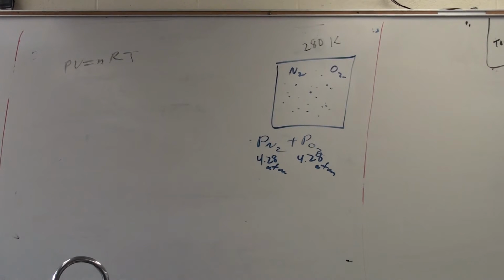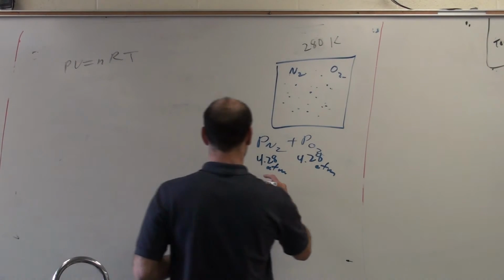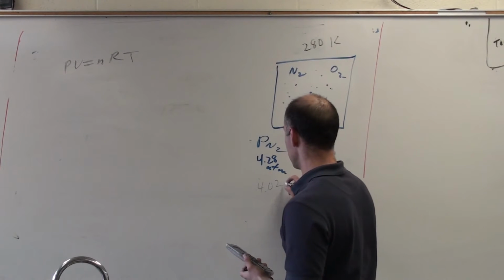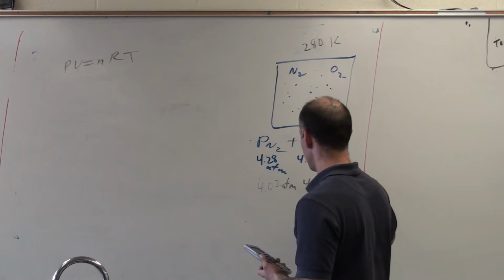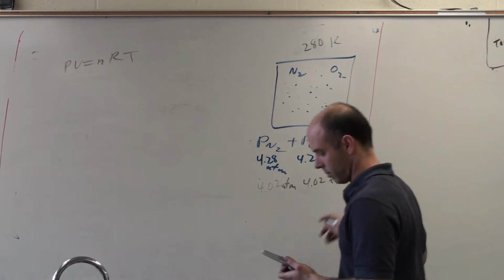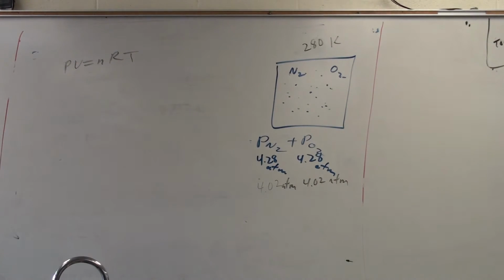At 4.02. So instead of being 4.28, the pressure dropped to 4.02. And it would be the same for the oxygen. Okay, if the cylinder develops a pin-size hole leak, some of the gas escapes. Would the ratio of N2 and O2 increase, decrease, or remain the same?